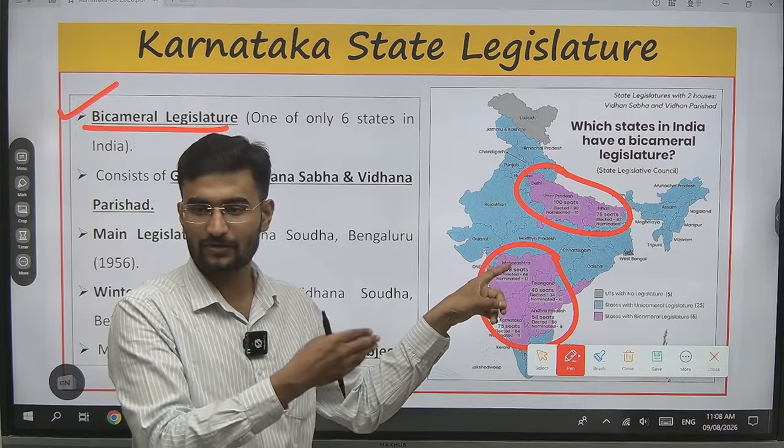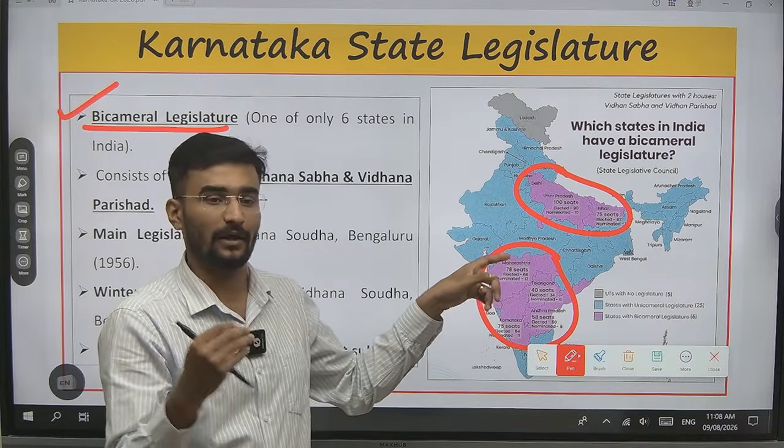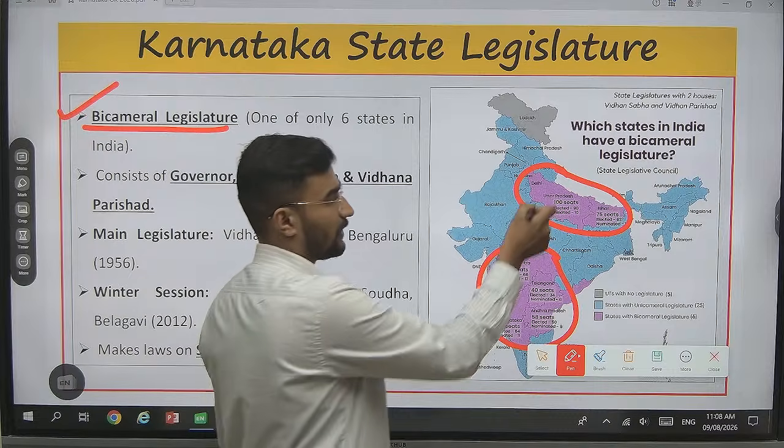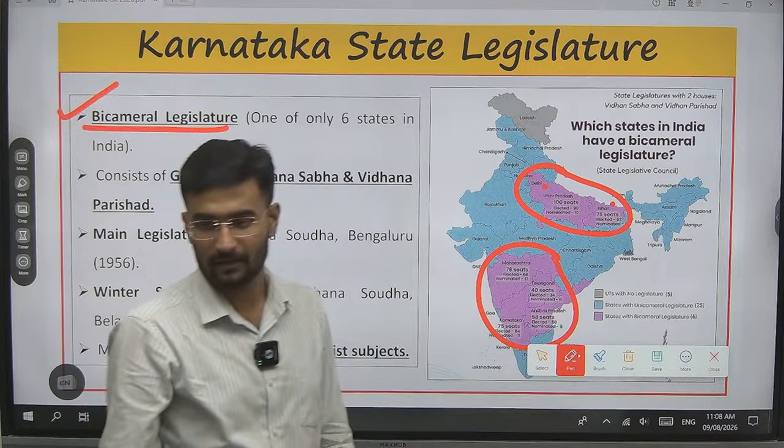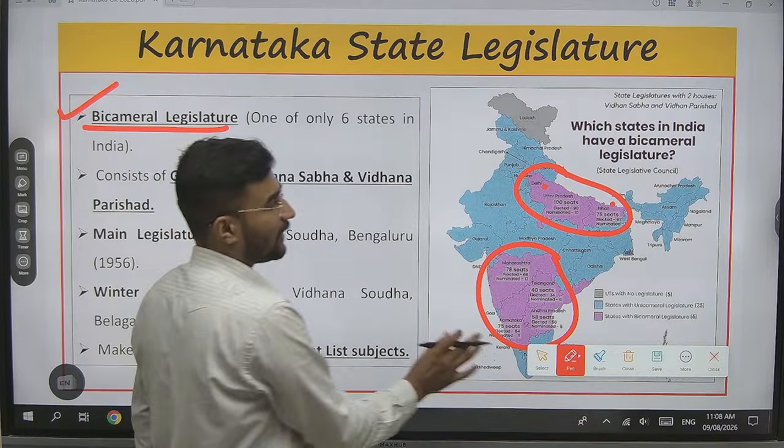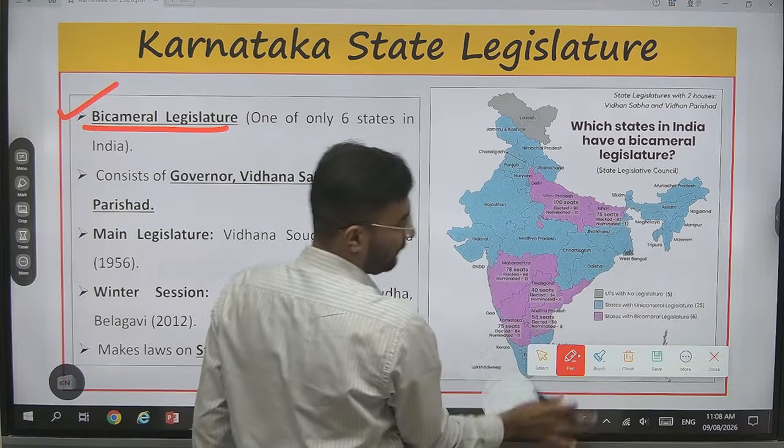Here, Maharashtra, Karnataka, Andhra and which one? Telangana. Andhra and Telangana. Here UP as well as Bihar. UP as well as Bihar. But understand a question here. It is with respect to upper houses.